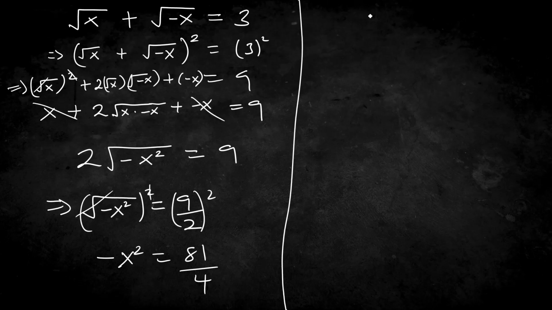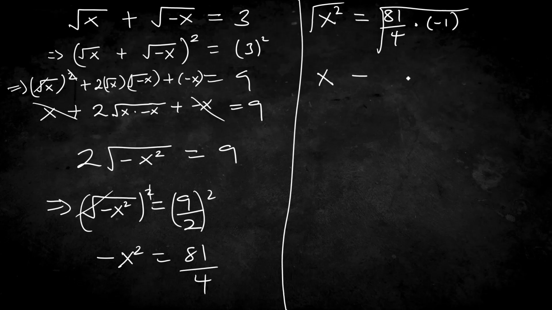Okay, so let's divide both sides by -1. So this side will be x squared equals 81 on 4 times -1. So after x squared, what do we do? Let's take square root on both sides. So x gives me plus or minus.